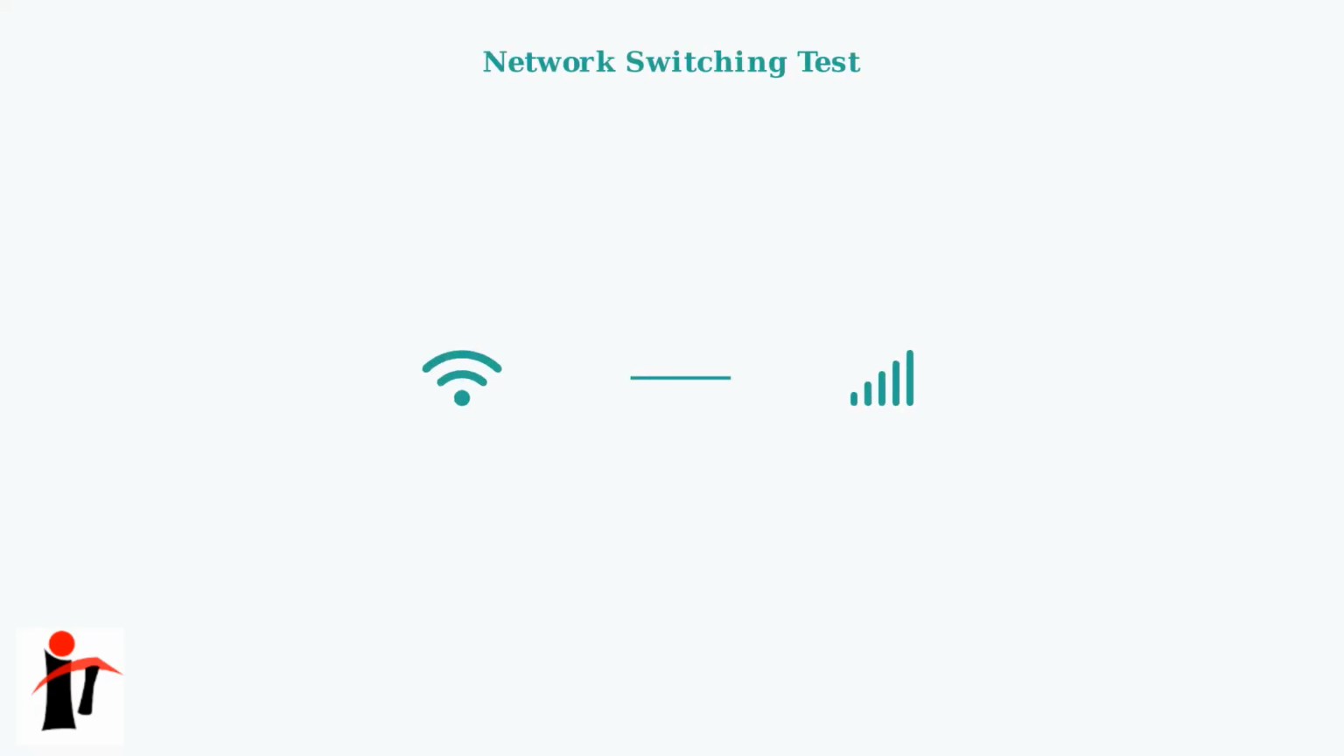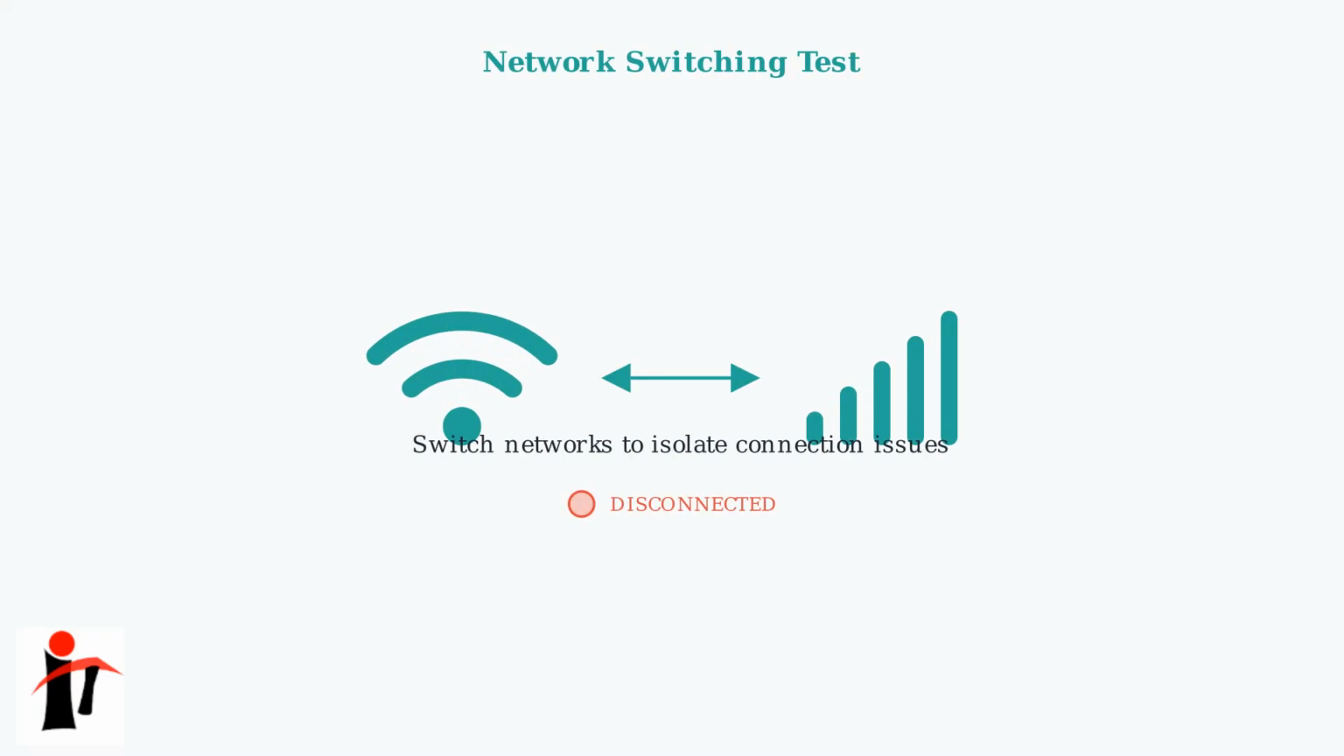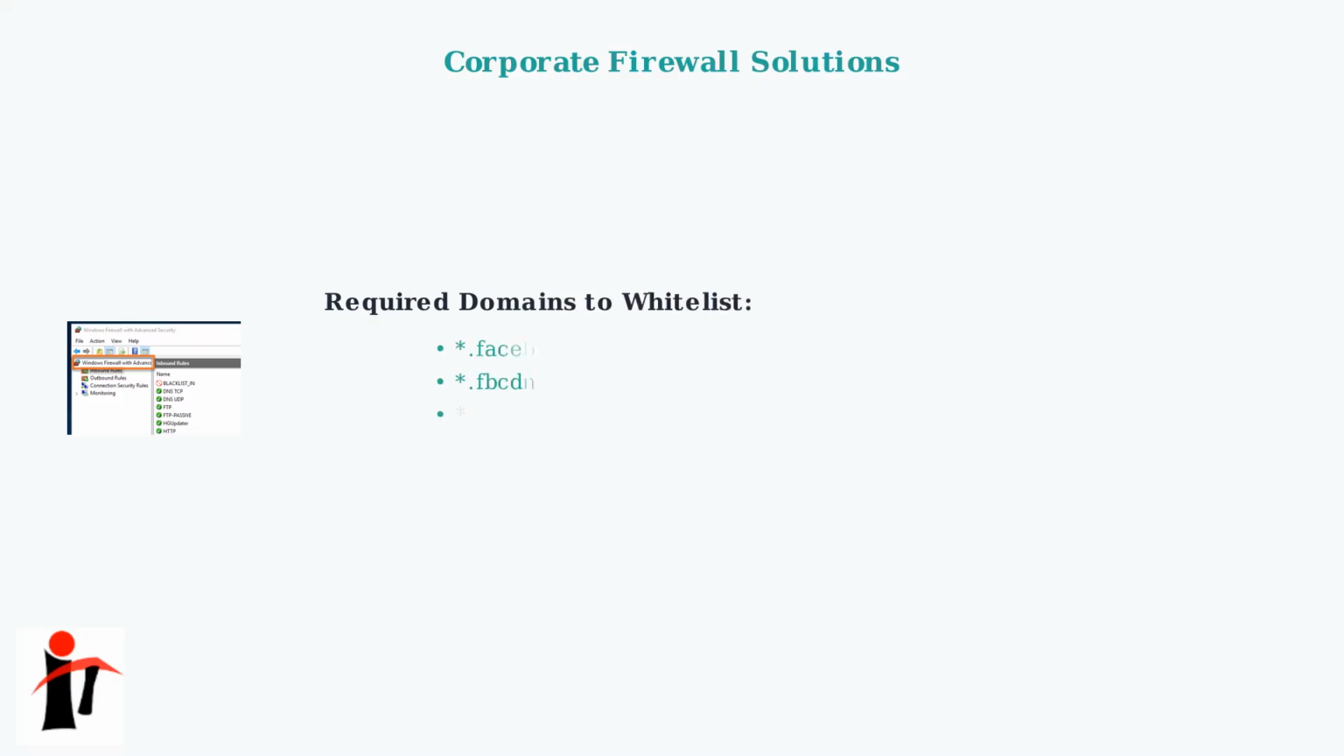Network switching between Wi-Fi and mobile data can help identify whether the issue is specific to one connection type. This simple test often reveals network-specific problems that aren't immediately obvious. In corporate environments, firewalls often block Meta API endpoints, causing network errors. The solution involves whitelisting specific domains that Meta Business Suite requires for proper operation.